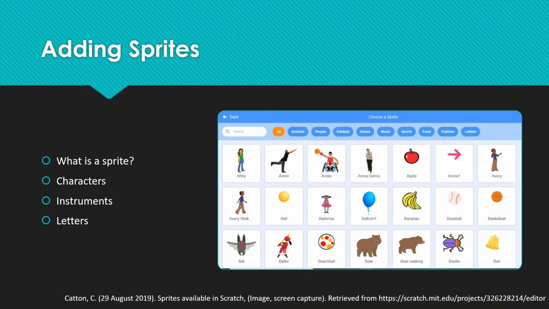Adding sprites. What is a sprite? A sprite is an animated character that you can add to scenarios. It may have a variety of costumes. Now, this refers to the movements, not just the clothing that the sprite actually wears. In Scratch, movements are called costumes. You can add steps to your sprite to make them move, and sprites can become characters, instruments, and letters. There are a variety of different sprites that can be added from a range of different categories.